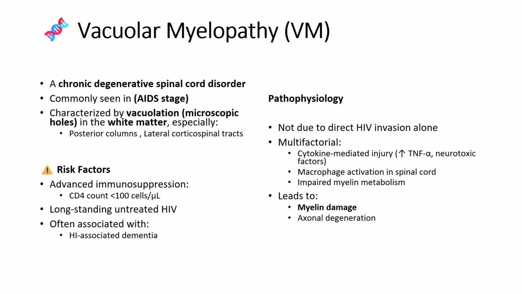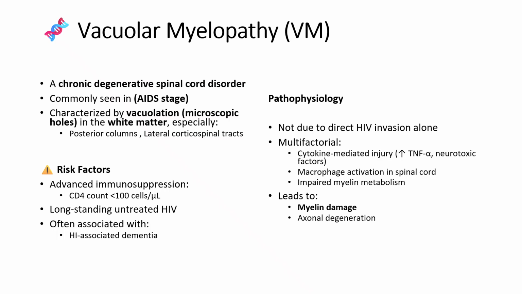Vacuolar myelopathy. It's a chronic degenerative spinal cord disorder commonly seen in AIDS stage. It is characterized by vacuolation, that is microscopic hole formation in the white matter, especially the posterior column and lateral corticospinal tract. Risk factors are advanced immunosuppression like CD4 count less than 100, long-standing untreated HIV, often associated with HIV-associated dementia.